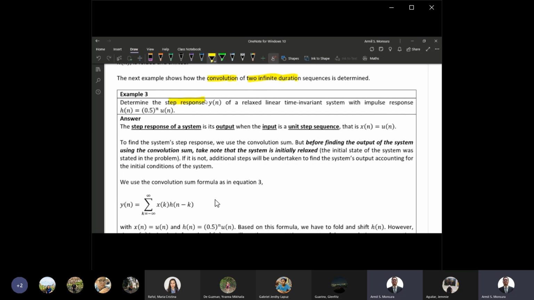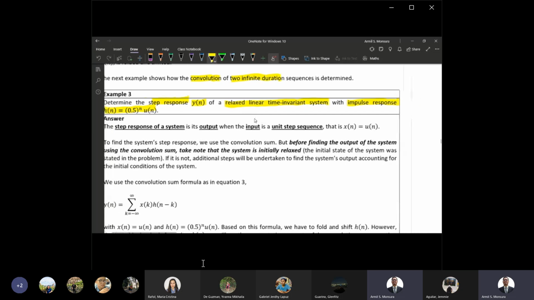Let us determine the step response, y of n, of a relaxed linear time invariant system with impulse response h of n equals 0.5 raised to n times u of n. Okay? So, kasi yung problem, yung example 3, is now stated in terms of system analysis. Yung example 2 kasi, binigyan ka lang ng dalawang sequence tapos pinahanap sa yung convolution sum. Parang mathematical problem lang yun.